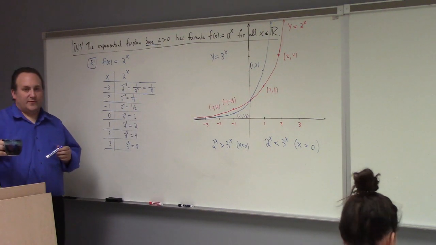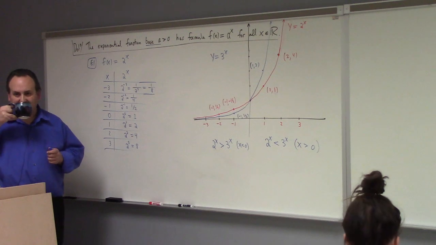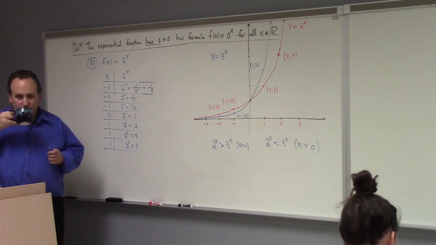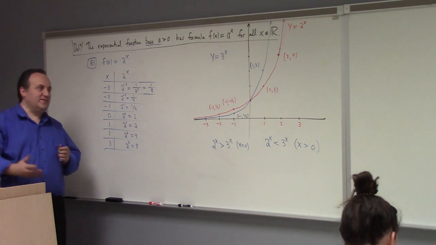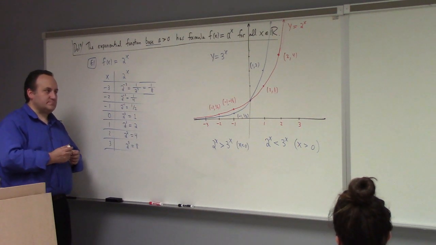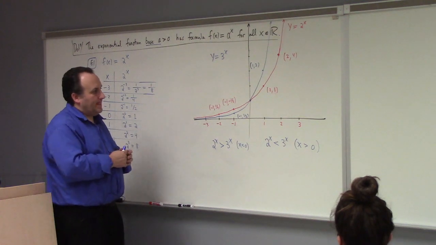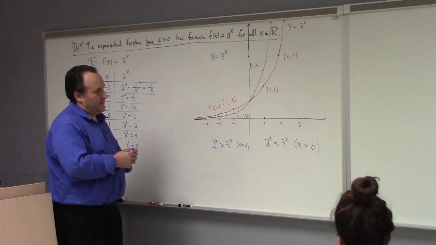Now, do I need to draw more, or is this enough? That's good. What's going to happen if I look at 10 to the x? What's that going to do? It's going to go up even steeper, right? Kind of. Because it would be more flat on the negative side. Steep on the positive side.